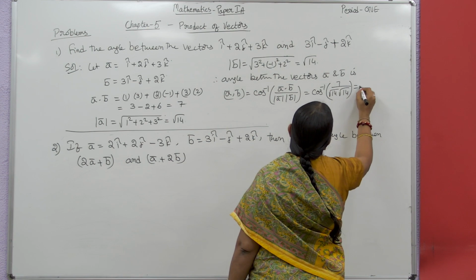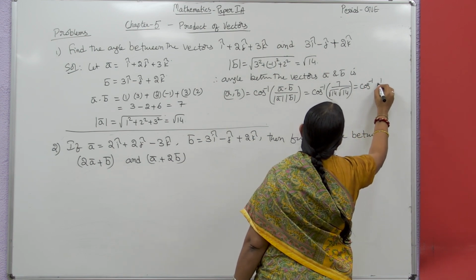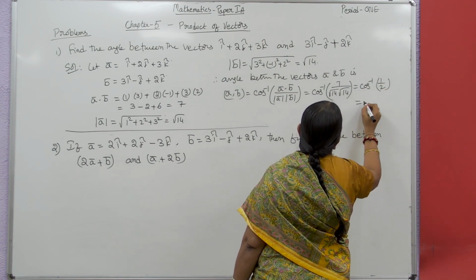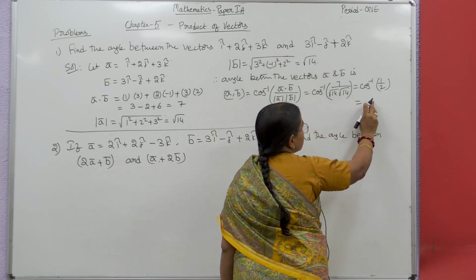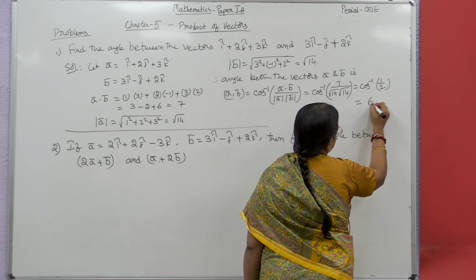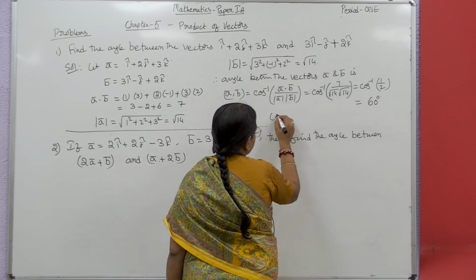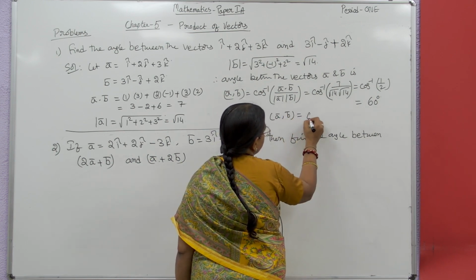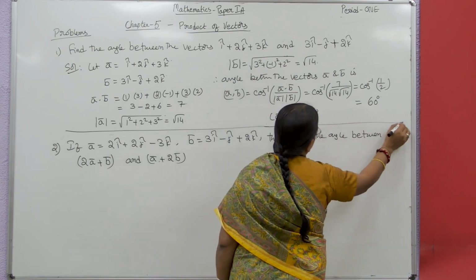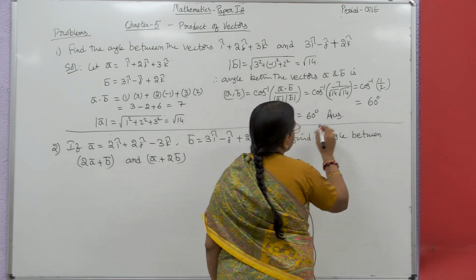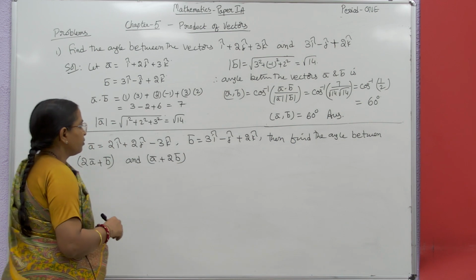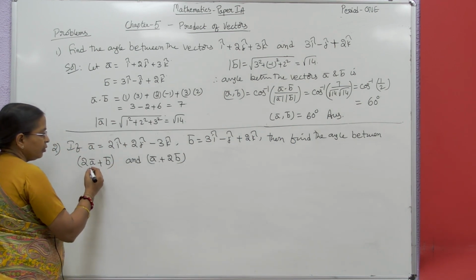That is 7 by 14. That is half. Cos inverse of half is cos 60. So 60 degrees. The angle between the two vectors A and B is equal to 60 degrees. So this is your answer. So like this we find the angle. This type of problems are very important for 2 marks.